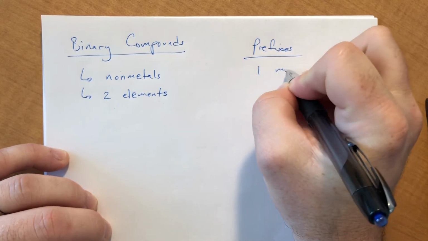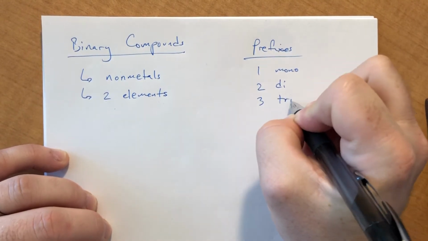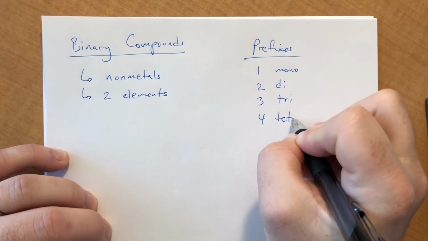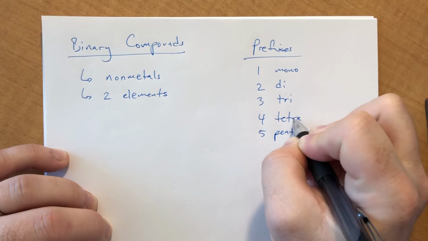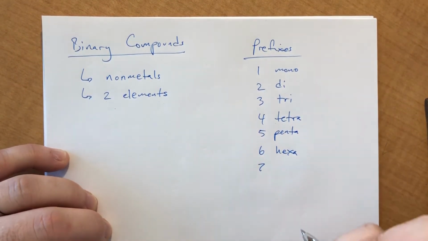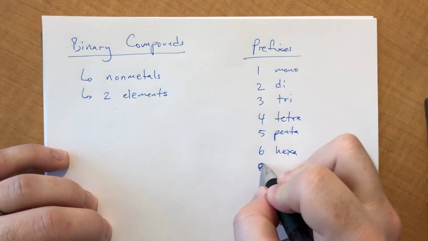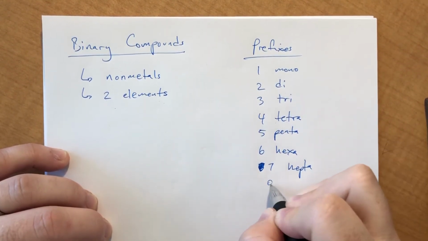1 is mono, 2 is di, 3 is tri, 4 is tetra, 5 is penta, 6 is hexa, 7 doesn't look like a 7, sorry. 7 is hepta, 8 is octa.